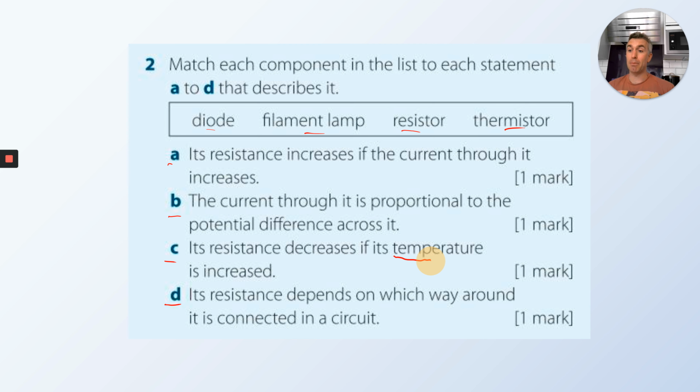So, again, pause, maybe look back in your book from the previous couple of lessons, which ones match. So write A, B, C, D, and then right next to it either diode, filament lamp, resistor, or thermistor. Go.